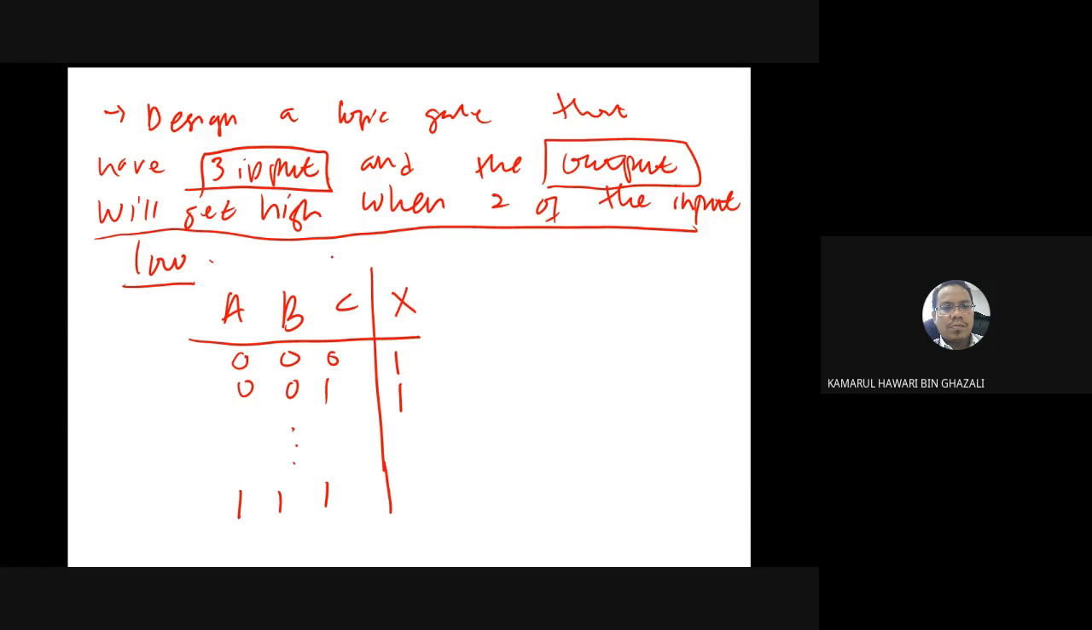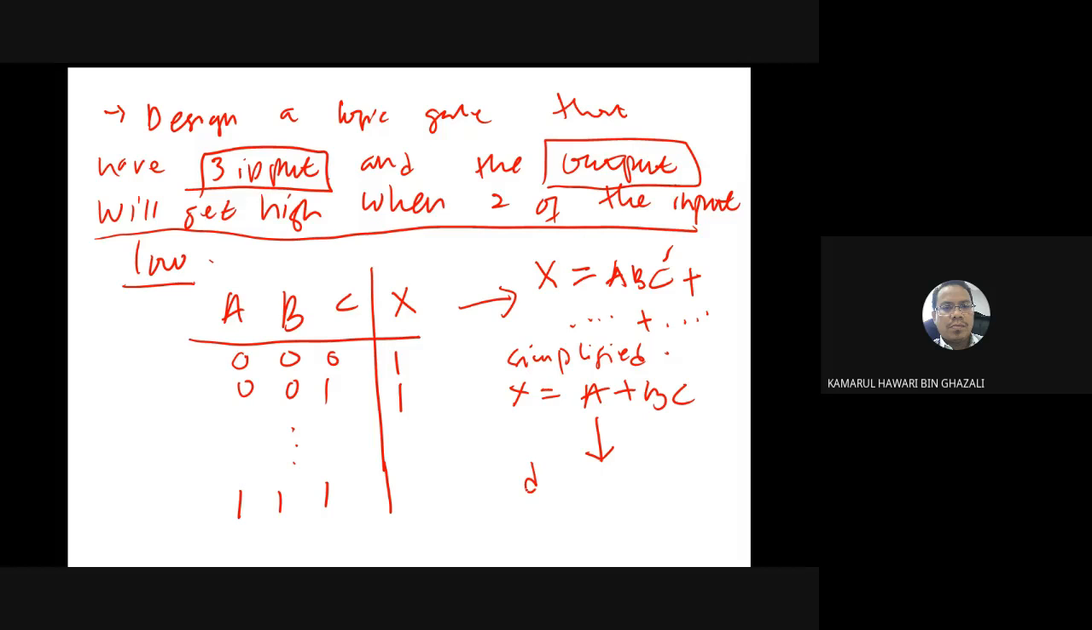Then from the truth table, you need to get the expression of X. X equals something like this, as we learned, a sum of product terms. So you get the Boolean expression and simplify. After you simplify, you get the simplified expression, maybe A plus BC like this. Then draw the circuit, complete. So this is the step.